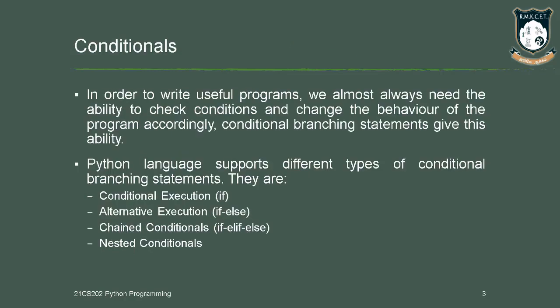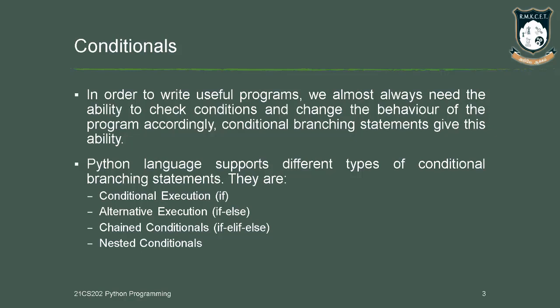In order to make a program useful, and to solve a problem very effectively, we need to use some conditions. Based upon the conditions, we have to make changes in the program. The program should run accordingly, based upon the satisfying process of the conditions. Okay, so here we have four different types of conditional statements.